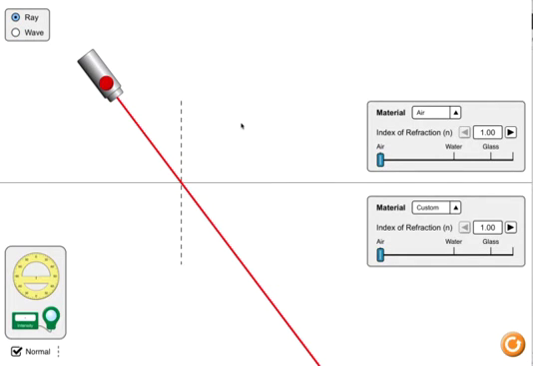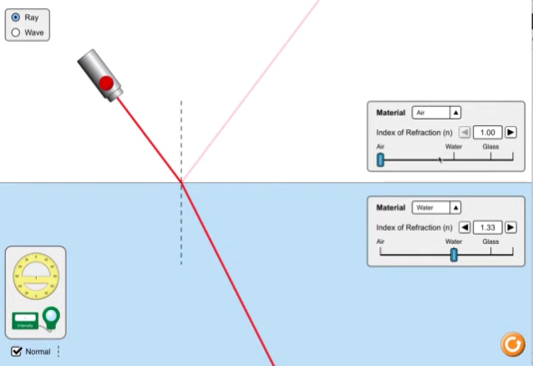Now you can choose the material here at the top. We can change the material from air to water, glass, to mystery choices, as well as custom setting. And we can change the refractive index on the bottom. So if I change the refractive index to water here, you notice that you see a bit of refraction here. So you see this angle isn't the same as it was when the material on the bottom was air as well.